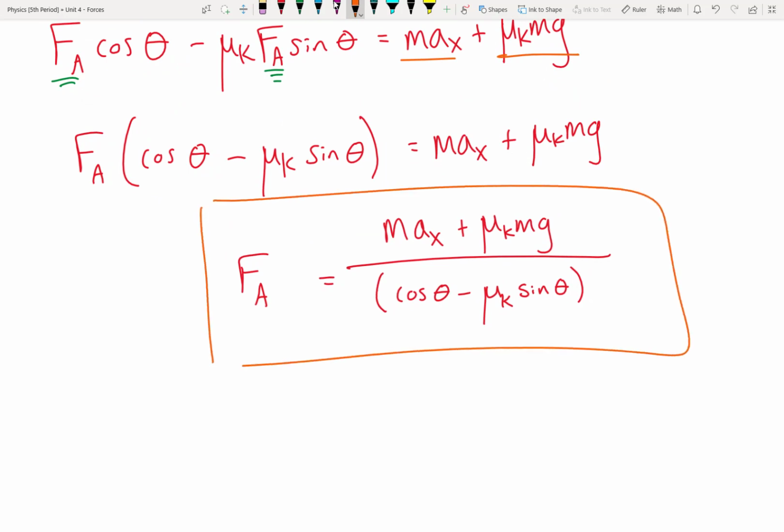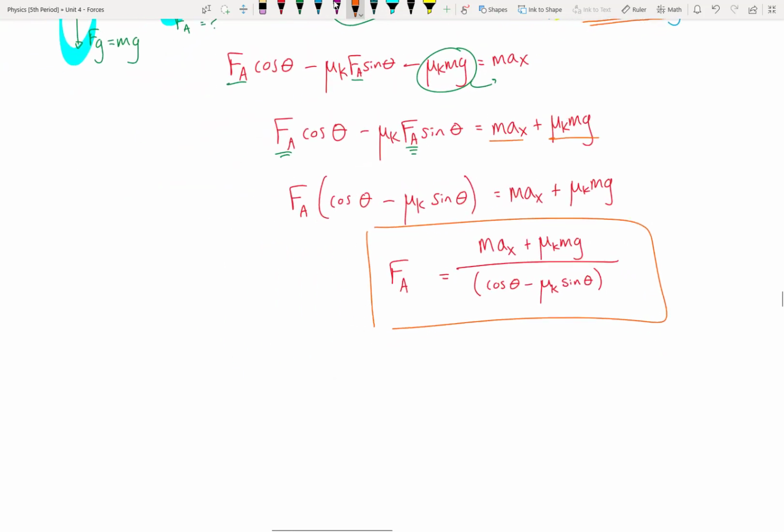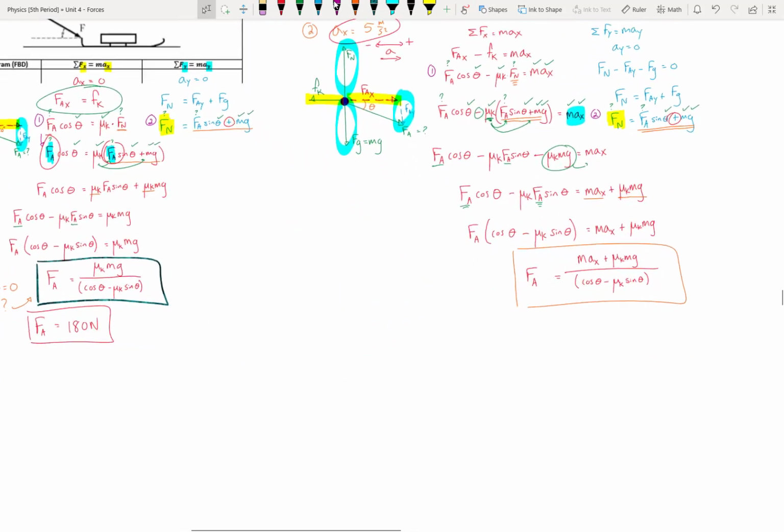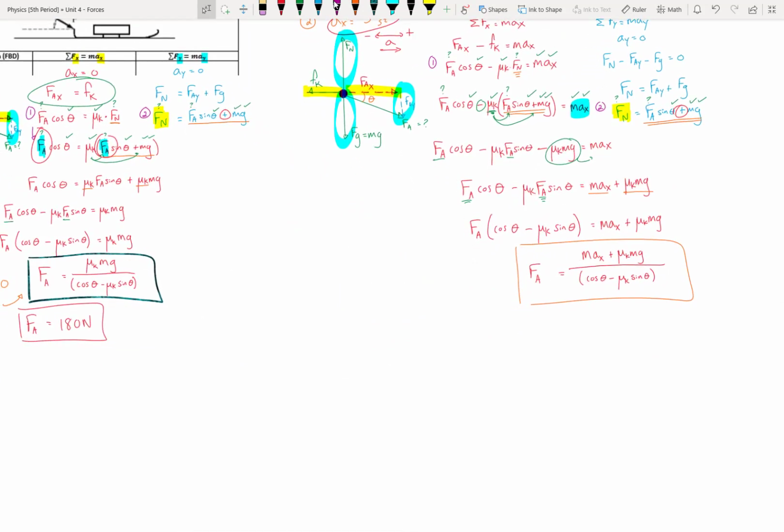Let's double check. We know the mass, we know the acceleration, we know mu k, we know all these things on the right side. So we're good to go. Compare this to what we got over here when the acceleration was 0. Just to do a quick comparison, let's put them side by side.